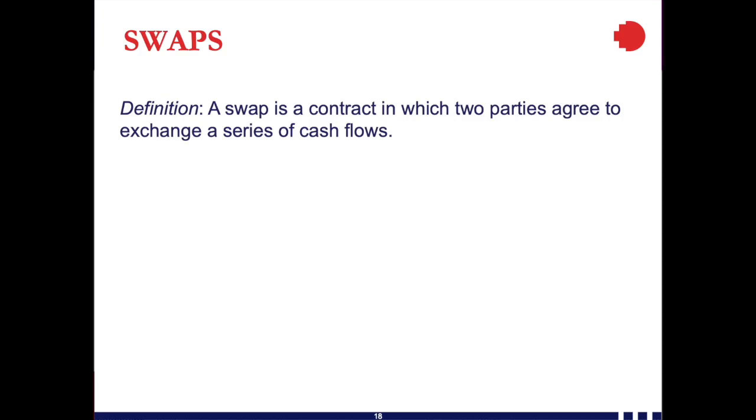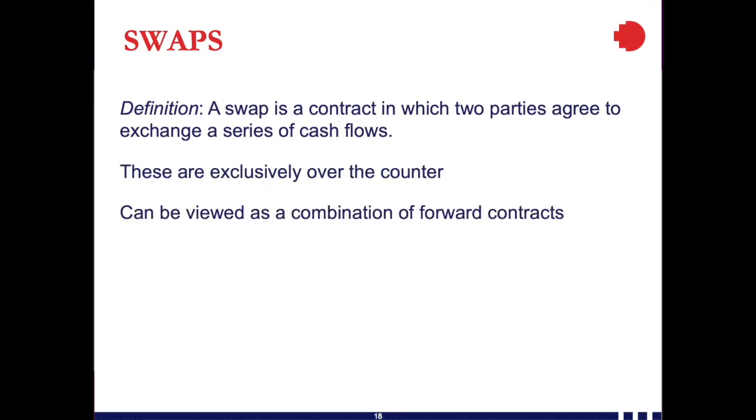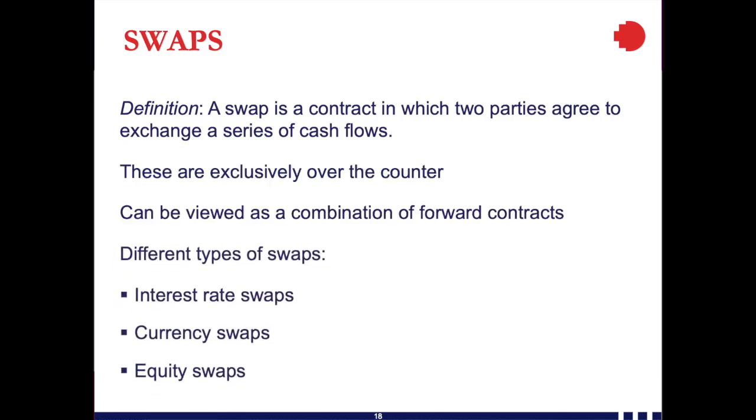Okay. So what is the main characteristic or the definition of swap? A swap is a contract in which two parties agree to exchange a series of cash flows. So basically, the swap contract is best compared to the forward contract. But a forward contract has only a single payment at maturity. However, a swap will typically involve a series of payments in the future. So you can say the swap can be viewed as a combination of multiple forward contracts at different maturities.